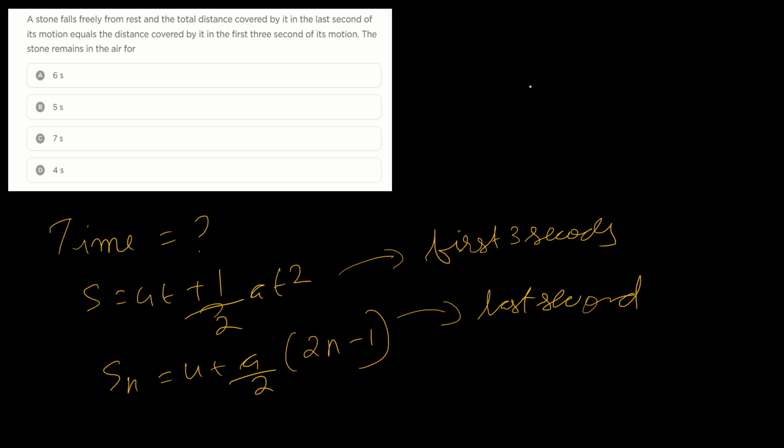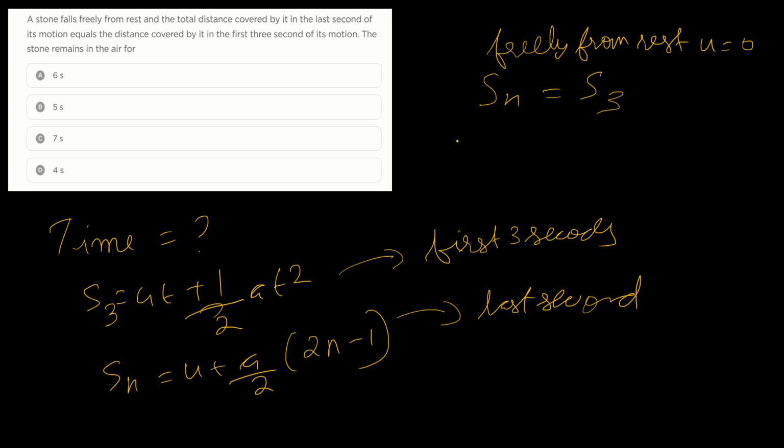In this question, the distance traveled in the last second, I'm denoting as Sn. For the first 3 seconds, I'm going to denote as S3. So Sn equals S3. This is what is given. So by the question we can see that a stone falls freely from rest. Freely from rest means what? u equal to 0, initial velocity equal to 0.